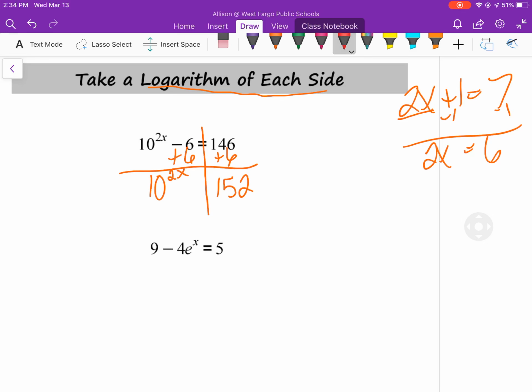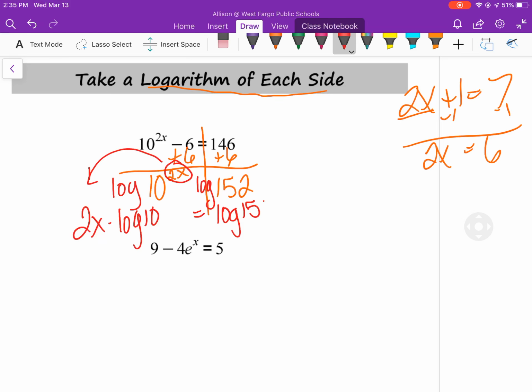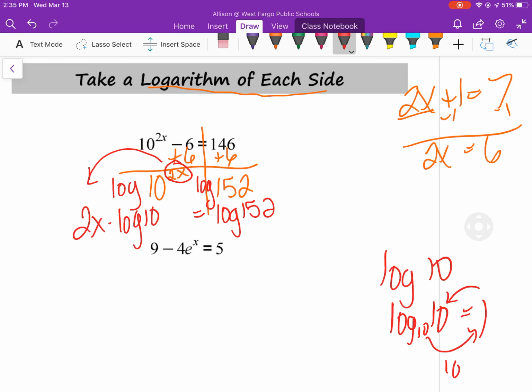And then I can take the log of both sides. So I'm going to use log base 10. This exponent comes out front. That's the rule with exponents. So 2x times log base 10 of 10 equals log of 152. Now log of 10 really is log base 10 of 10, which always equals 1, since 10 to the first power equals 10. So right here equals 1, so that is kind of gone.